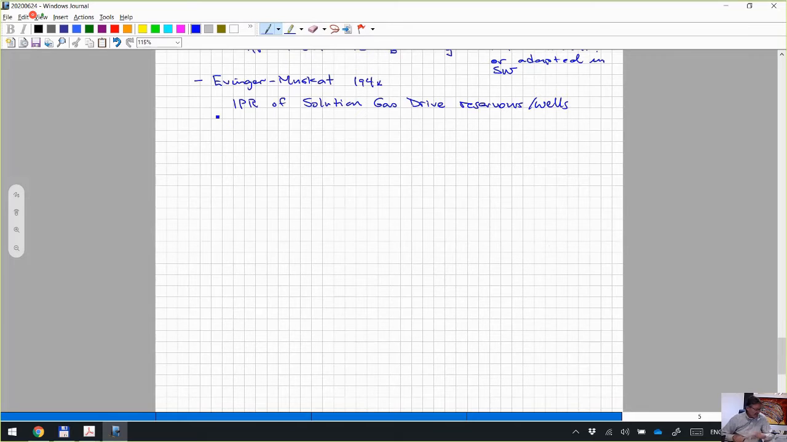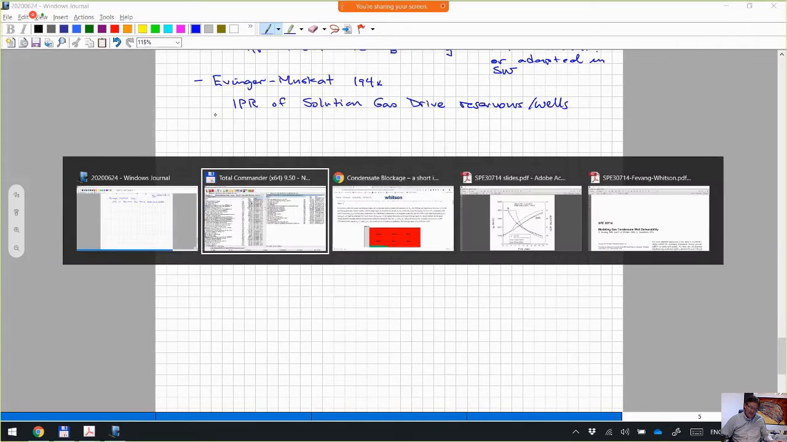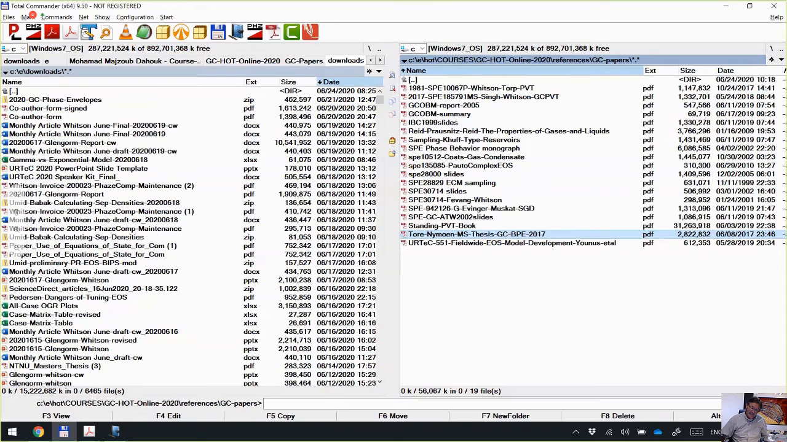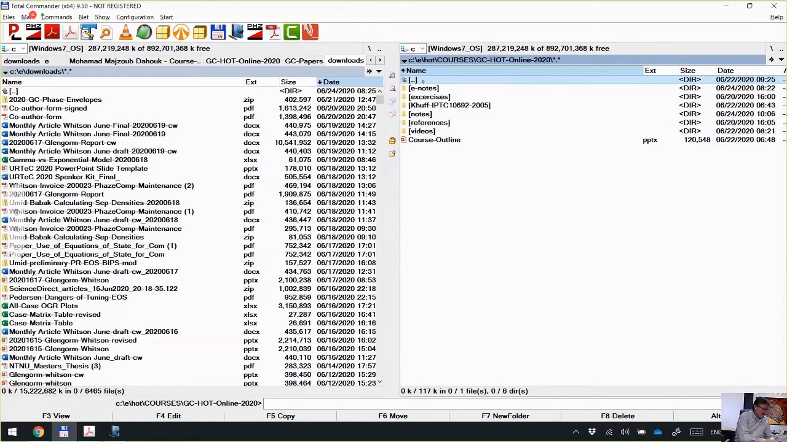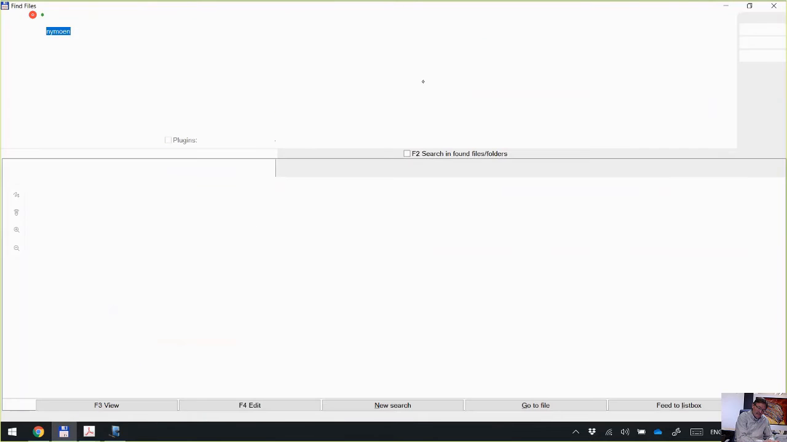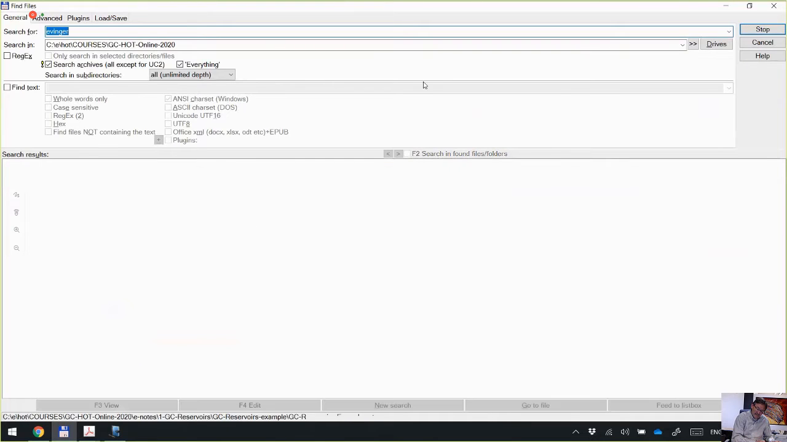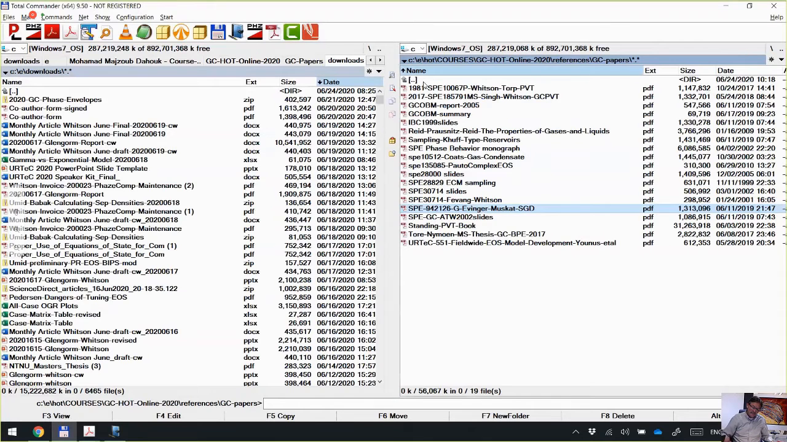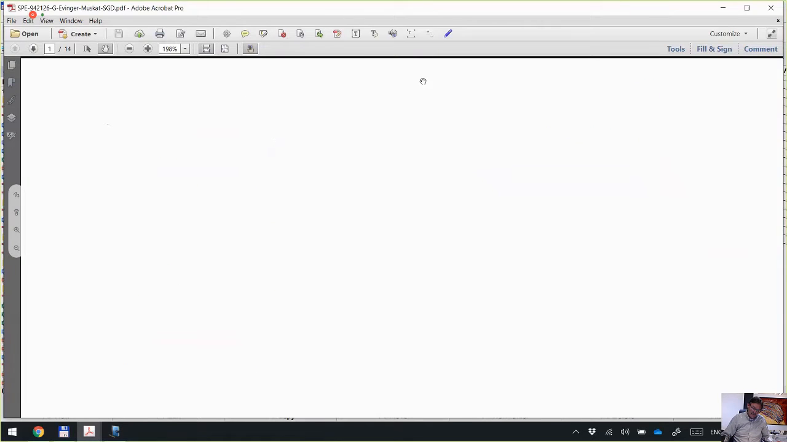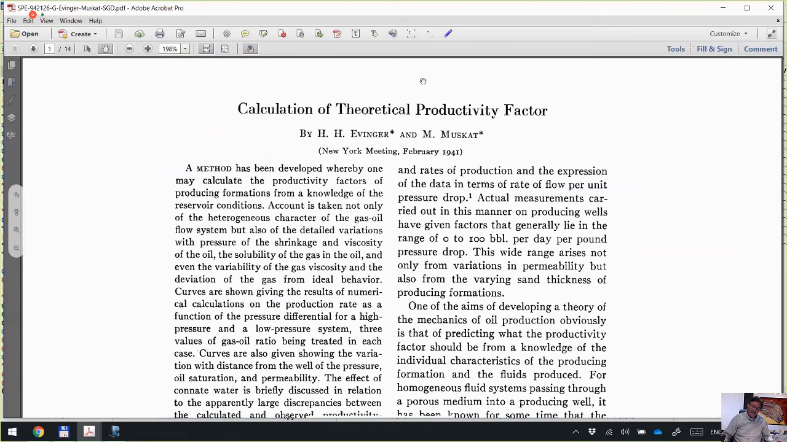And I think it's in the notes. You can go look at it. I'm pretty sure it's in the notes somewhere here. Just search for Evinger. Yeah. So it's 1941.